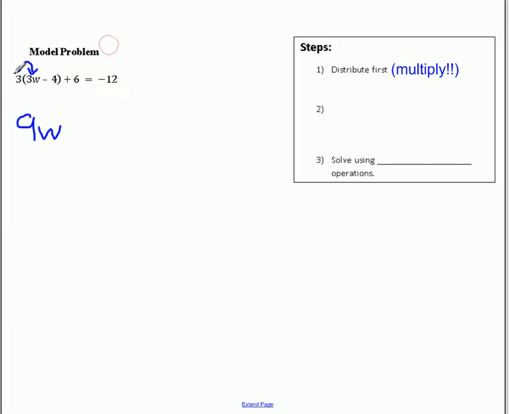I'm going to distribute again. 3, this time I'm timesing by negative 4. What is 3 times negative 4? Okay, 12. What kind of 12? Negative. Okay, and now I'm going to write what's left over that I haven't done yet. So I did this part. I didn't do anything with the plus 6. And I didn't do anything with the equals negative 12.